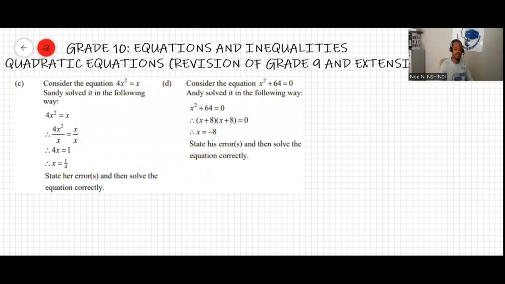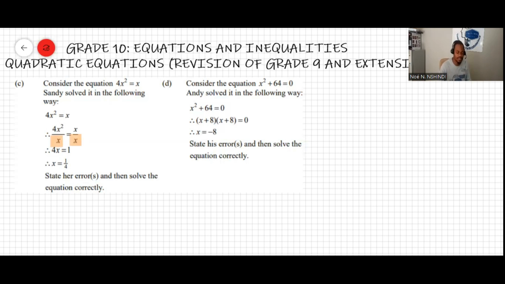Well, we have another question here. Question C says, consider the equation 4x squared equal x. Sandy solved it in the following way. Spot her errors and then solve the equation correctly. Okay, let's see. She said 4x squared equal to x, and then she divided both sides of the equation by x, as you can see there, and then she got 4x equal to 1, x equal to 1 over 4. Okay, the error is from this step, the fact that she divides both sides by x.